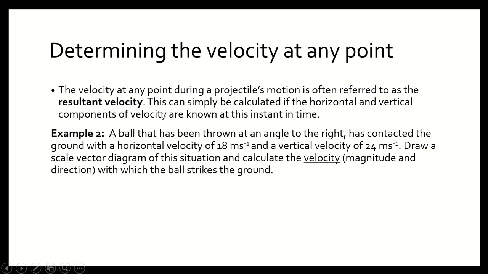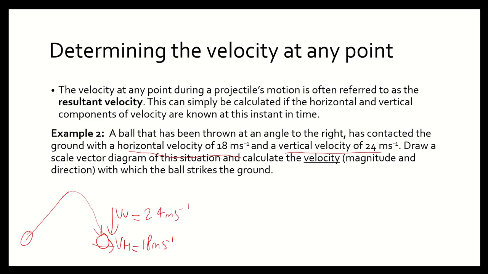We're going to do that here. So a ball that has been thrown at an angle to the right has hit the ground with a horizontal velocity, so VH is 18 meters per second, to the right obviously, and it's hitting the ground with a vertical velocity equal to 24 meters per second. Draw a scale vector diagram of this situation.